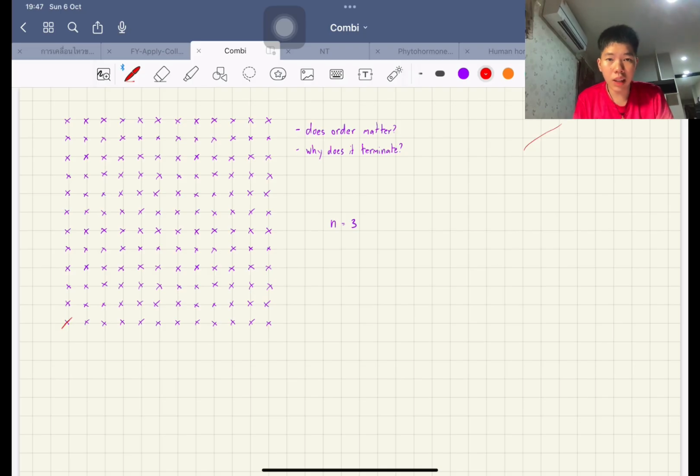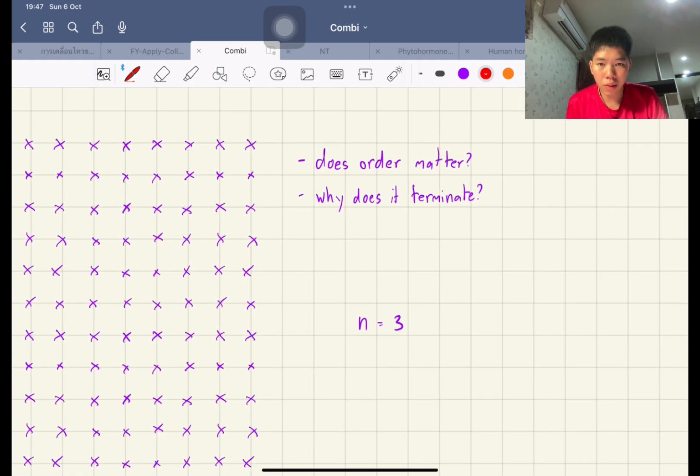So the first question that I had when I tackled this problem is, does the order of butterflies leaving matter? And second of all, does it actually terminate? I mean, the problem tells us that this process terminates, right? But we still cannot be sure if it actually terminates or not, and by understanding why it can actually terminate, it might give us a clue or two about how to solve this problem.